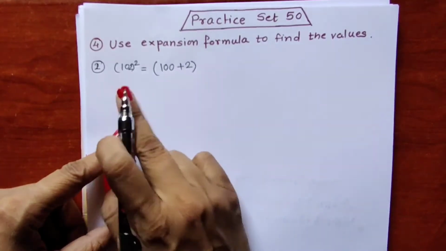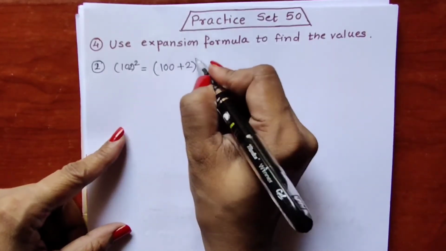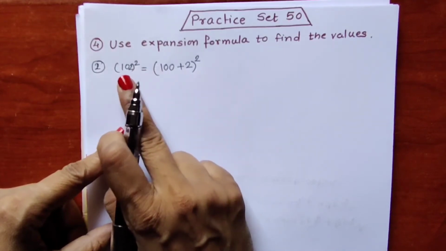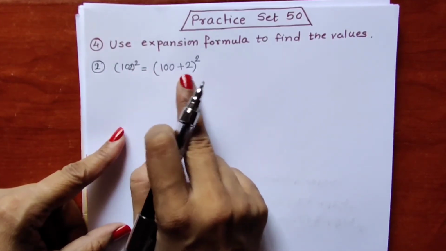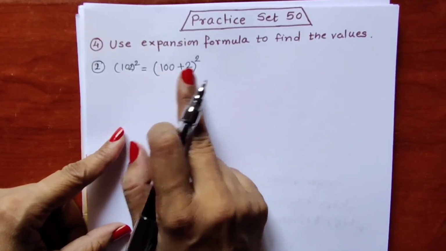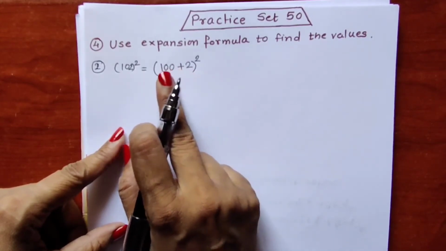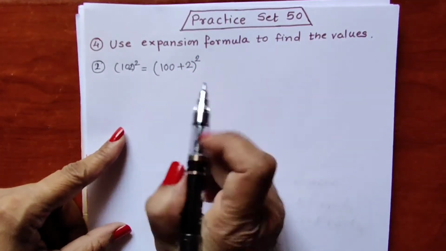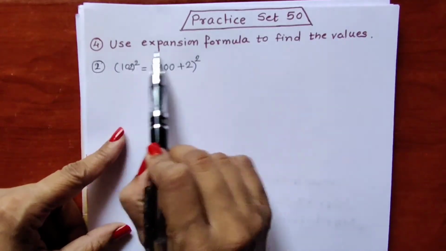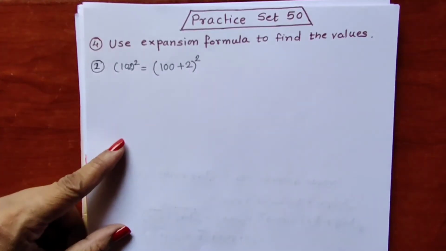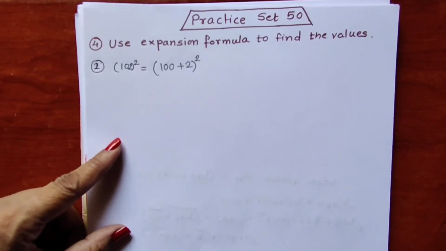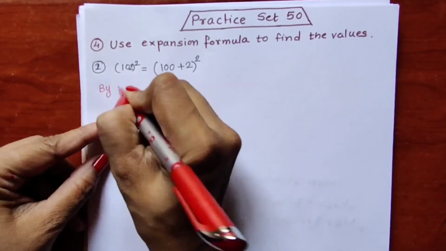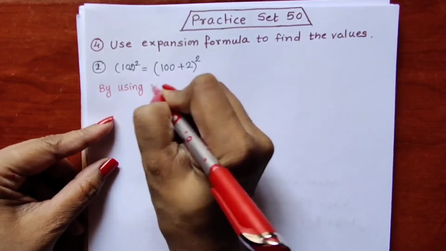We all know 102 means 100 plus 2, and then we can put the square here. As 102 square is our question, we have split this 102 into 100 plus 2, so that we have got a binomial. That means we have got two terms here, and the square of two terms, square of a binomial, so that we can apply the formula. Our question is to use the expansion formula, so we can use the formula for solving this sum. Now I will be writing by using formula.